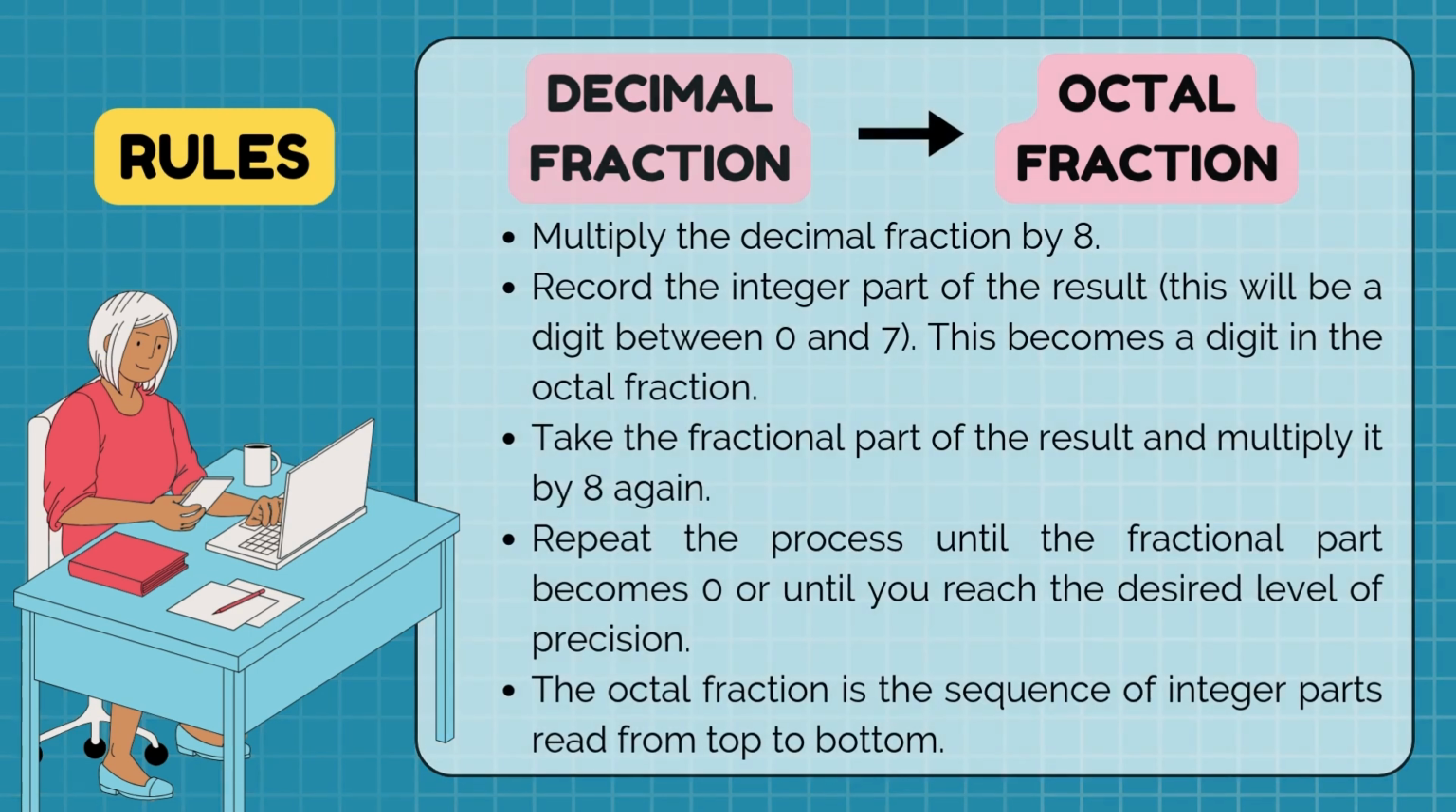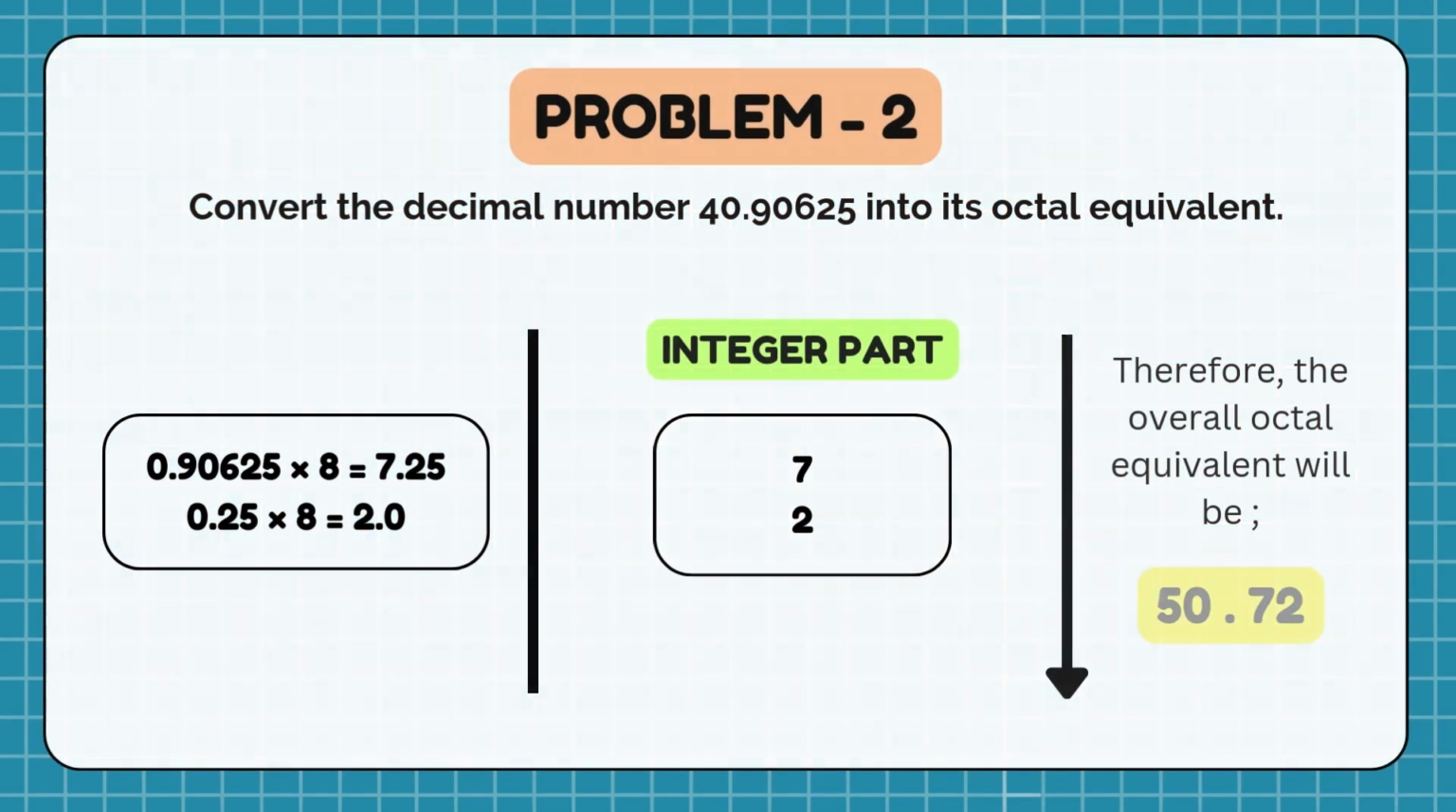Let's apply this to 0.90625. 0.90625 multiplied by 8 equals 7.25, where the integer part equals 7 and fractional part equals 0.25. 0.25 multiplied by 8 equals 2.0, where the integer part equals 2 and fractional part equals 0.0. Now, reading the integer parts from top to bottom, we get 0.72.